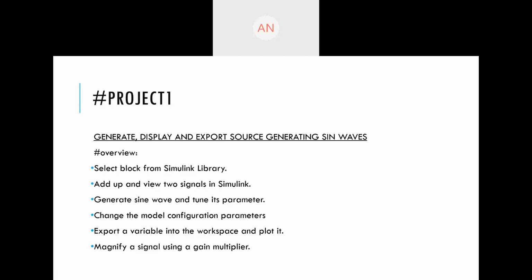So the first project is generate, display, and export source generating sine waves. After the project, you'll be able to know how to select a block from the Simulink library, add up and view 2 signals in Simulink, generate a sine wave and tune its parameters, change the model configuration parameters, export a variable into the workspace and plot it, and magnify a signal using a gain multiplier. Okay, let's get to the model.